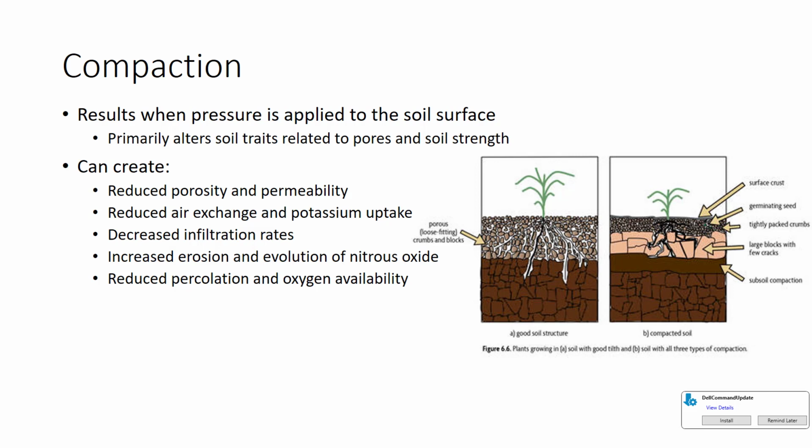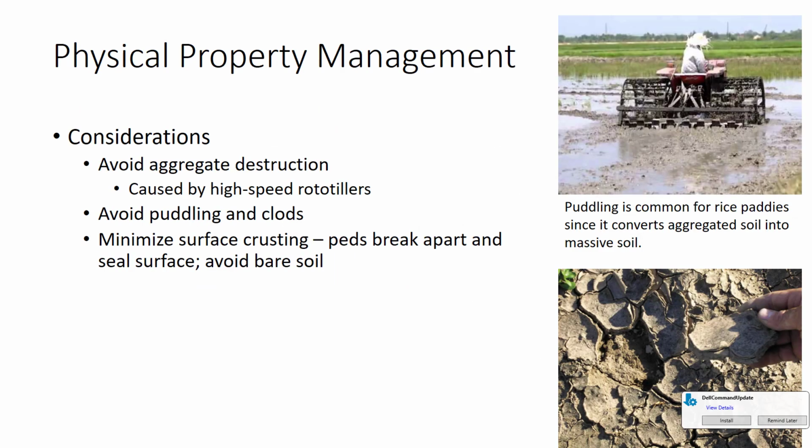Other unfortunate results include reduced air exchange causing oxygen content to fall and carbon dioxide to increase, decreased infiltration of water, increased erosion and pollutant transport associated with greater runoff, loss of nitrogen due to lower oxygen through the creation of nitric oxide, a greenhouse gas, and reduced water percolation, which can leave soils excessively wet. There are several other factors that improve the physical properties of soil.